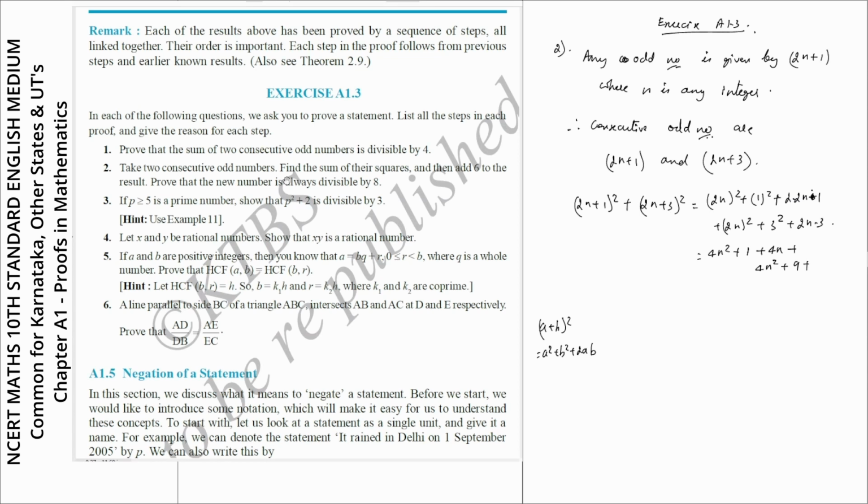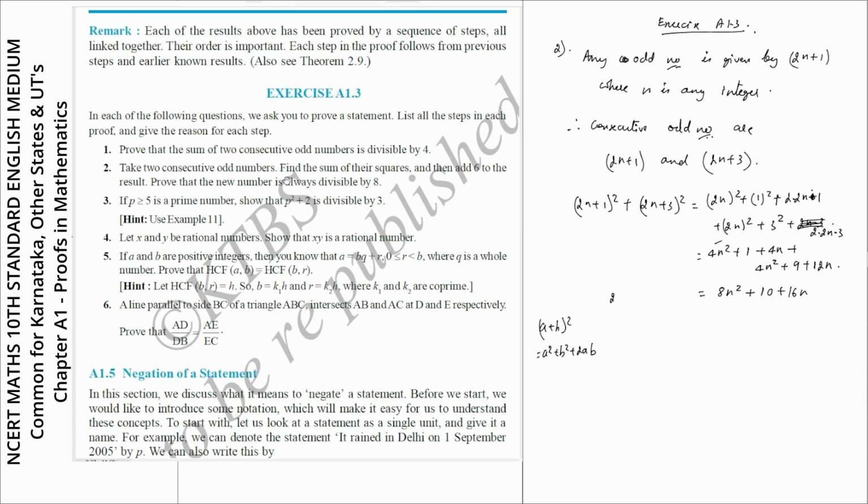9 plus 2 into 2n into 3, or 2 into a into b, right? So okay, this is 2 into 2n into 3. So that is 2 2s are 4, 4 3s are 12. Okay, that is 12n I will get. So now here 4n square plus 4n square I will get 8n square plus, now 1 plus 9 is 10 plus 4n plus 12n is 16n I will get.